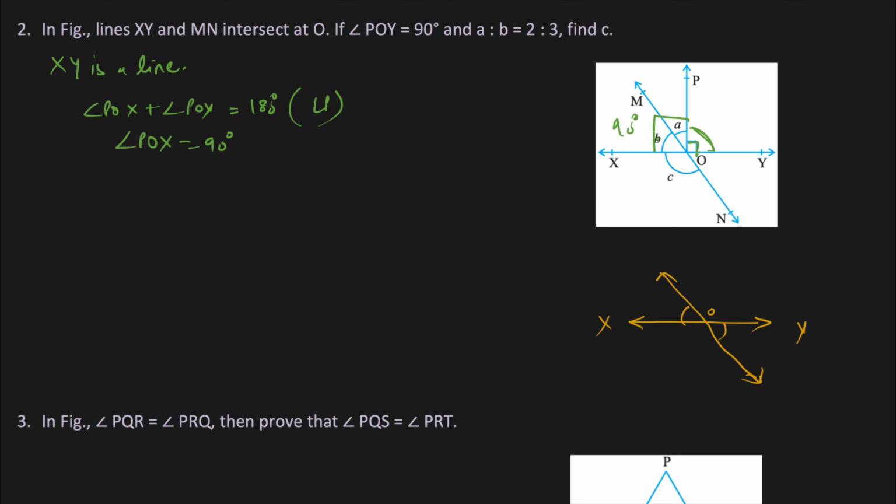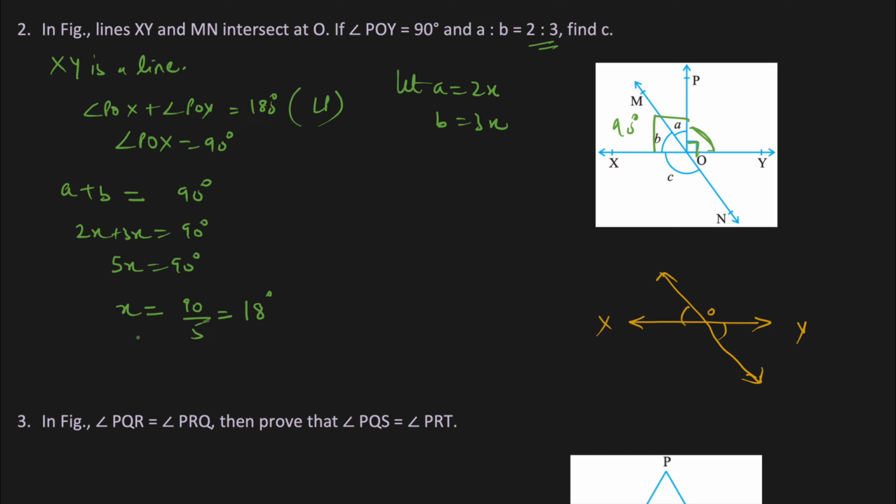Now A and B are given in ratio. Whenever angles are given in ratio, what will you do? Let A be 2x, B be 3x. Whenever there is a ratio, we assume angles like this. So now A plus B is POX, which is 90. So 2x plus 3x is 90. So 5x is 90. So what will you get x as? 90 divided by 5. Okay, so x is 18. So you will get A as 2 into 18, which is 36 degrees, and B as 3 into 18, which is 54 degrees. So we got the values of A and B, right?